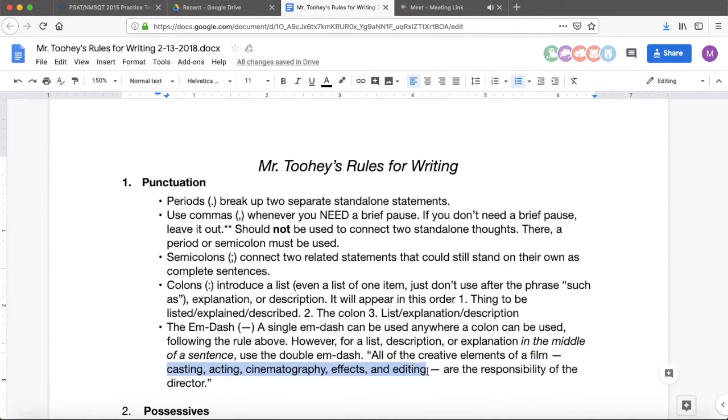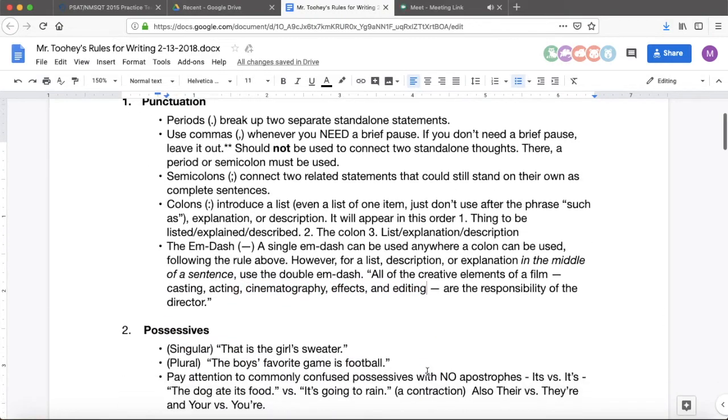Does that make sense, how it still follows the same colon formula? Yes. Yeah? Yes. Okay, great. And that's true even for the double em dash. Okay. Good. Questions? Nope. Relatively straightforward. That's it for punctuation. That's all you need to know.